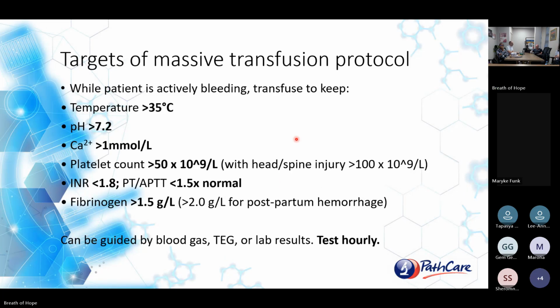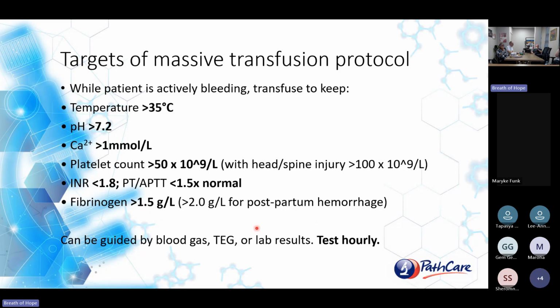So what are your targets while you're transfusing? You want to keep the patient's temperature up, pH up, calcium up, platelets up, INR less than 1.8. You're not going to normalize it because FFPs do not have a normal INR. So you keep it below 1.8, keep the PT and APTT less than 1.5. And then the fibrinogen, you want to keep above 1.5, more than 2 for postpartum hemorrhage.